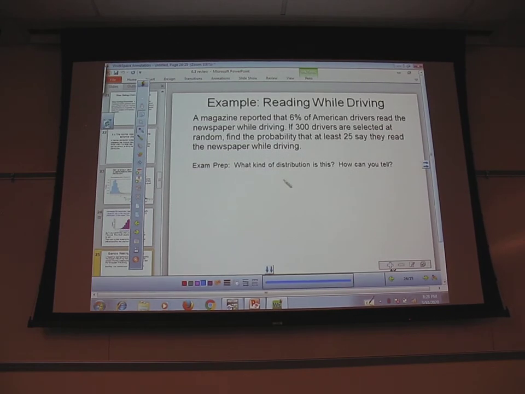Jocelyn, go ahead and read. Example, reading while driving. The magazine reported that 6% of the American drivers read the newspaper while driving.